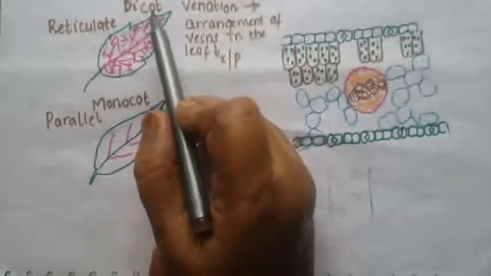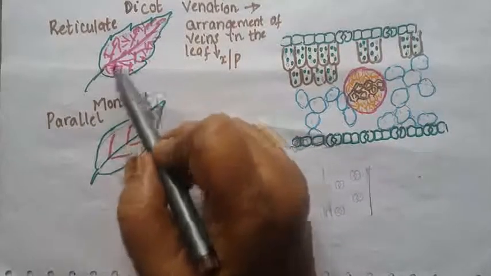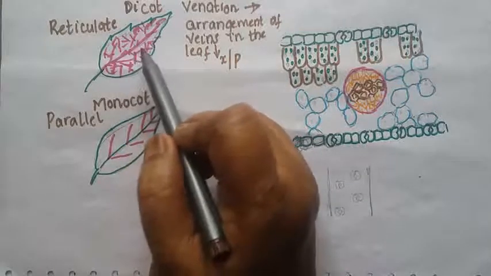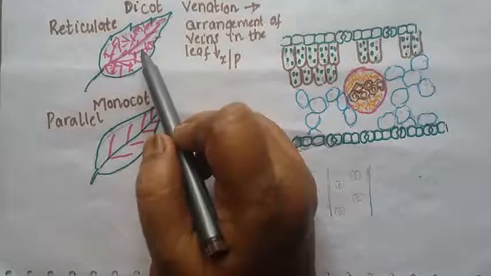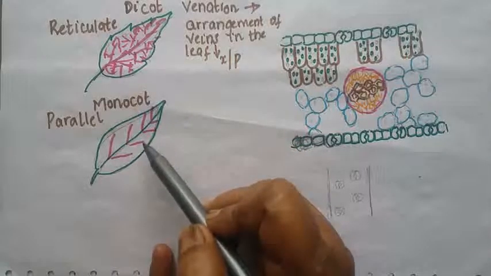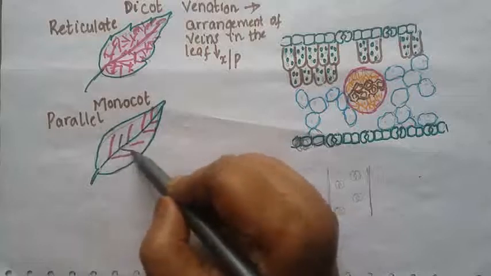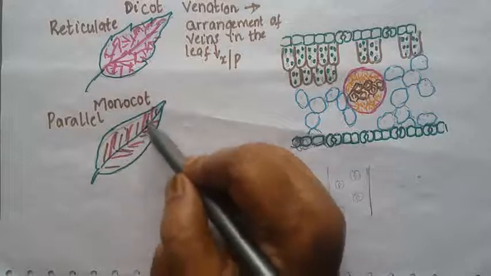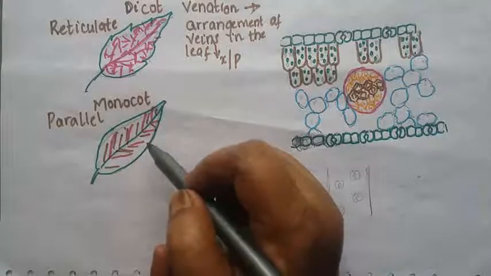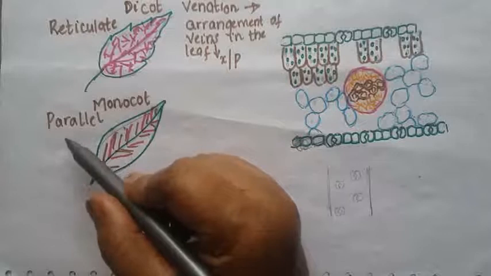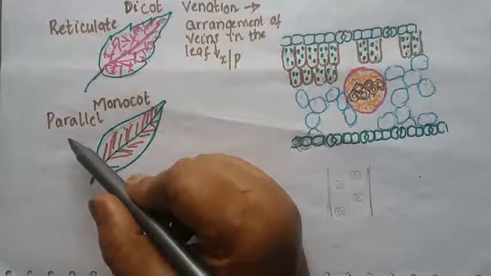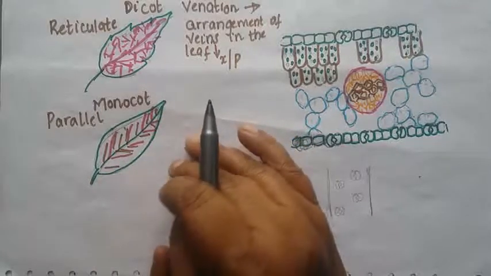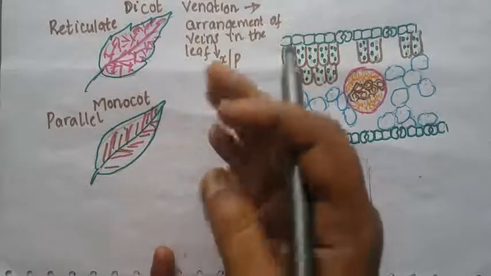So in case of a dicot leaf, all the veins are scattered in such a way that it forms a network-like structure. Or in case of monocot leaves, the veins are arranged parallel to each other. All the veins are parallel to each other. We call it a parallel venation. Okay, this is one of the ways to identify the leaves from their external view.